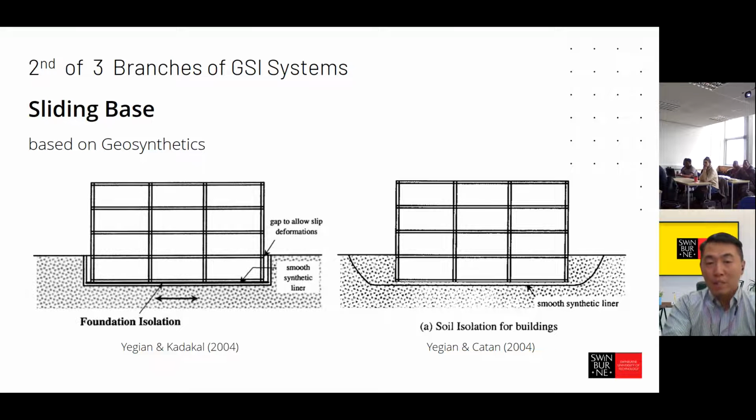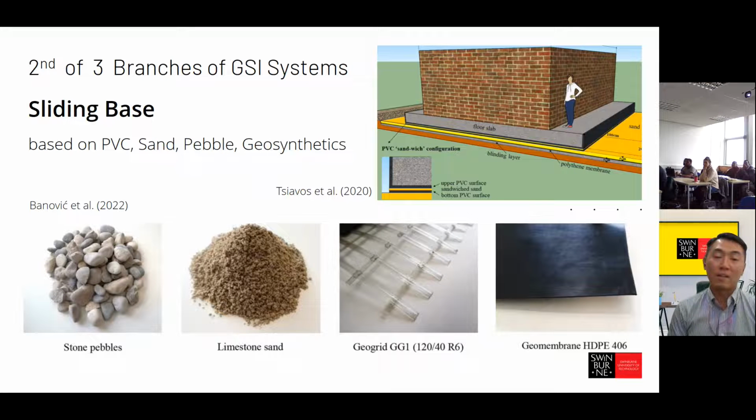And in more recent times, there have been a lot of different proposals that are also based on creating a sliding base to achieve GSI. For example, a researcher, Giavo from ETH Zurich, has implemented the use of PVC underneath the foundation and then putting sand particles in between for achieving the sliding action. And then we have another group led by Ivan Banovic from Croatia, who has done a lot of work trying to use different materials for achieving the sliding action. So for example, they use stone pebbles, live stone sand, and different kinds of geosynthetics like geogrid or geomembrane.